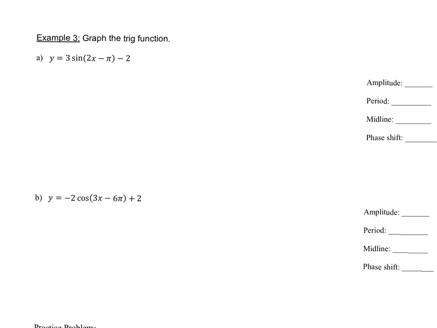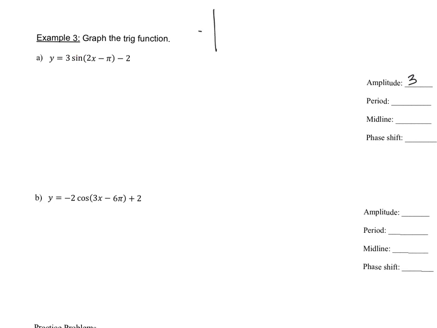So in this video, we're going to be looking at a trig function that has all 4 different phases, where we're going to see a change in the amplitude, period, midline, and phase shift. So let's start with the amplitude here. We have a 3 in front, so I know that my amplitude is 3. And what I also noticed is that this is a sine graph.